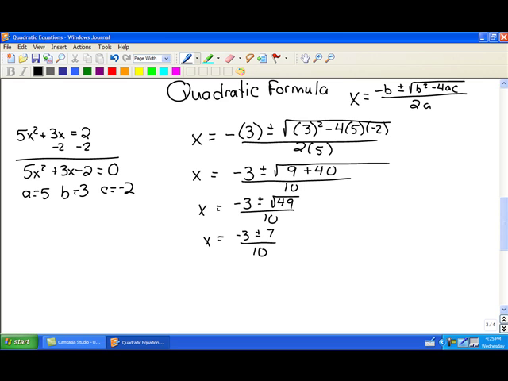And at this point, I'm going to split the two answers. X is going to equal a negative 3 plus 7 over 10, and x is going to equal a negative 3 minus 7, all divided by 10. Negative 3 plus 7 is going to be a positive 4. 4 over 10 is the same as 2/5. Negative 3 minus 7 is going to be a negative 10. All divided by 10 will give me x equals a negative 1. This one would have factored if we would have worked a little harder in trying to factor it.